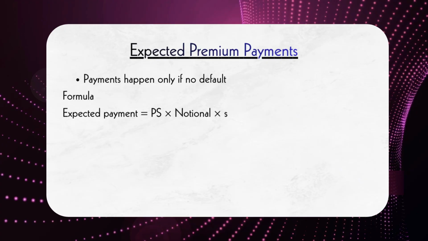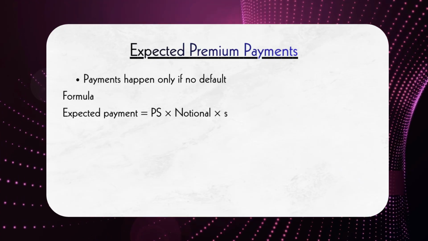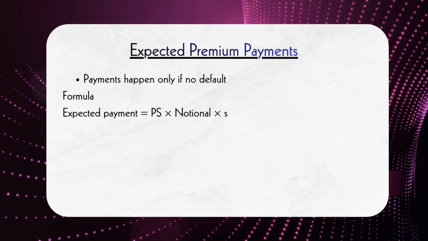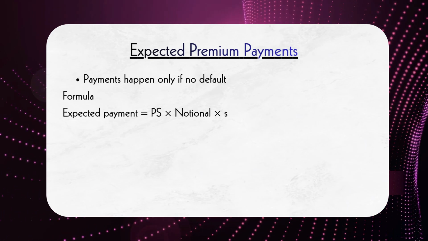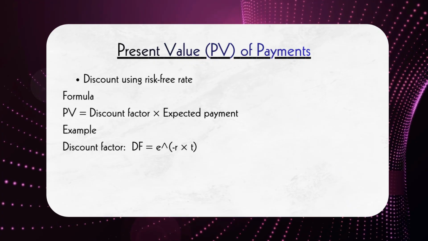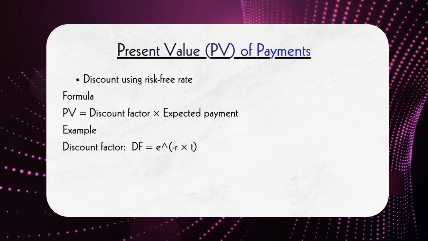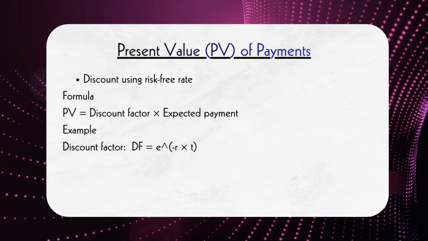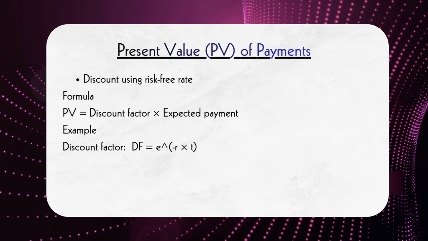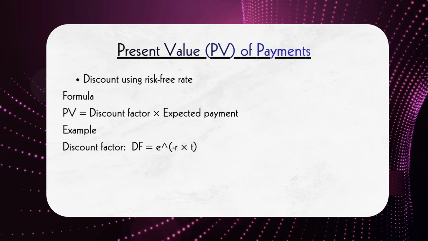Now, as the protection buyer, you only pay premiums if no default occurs. So, the expected premium payment in any year is the probability of survival multiplied by the notional amount and the CDS spread. But since these payments happen in the future, we discount them using the risk-free rate. The present value of expected payments is calculated using the formula PV equals discount factor times expected payment, where the discount factor is e^(-RT).